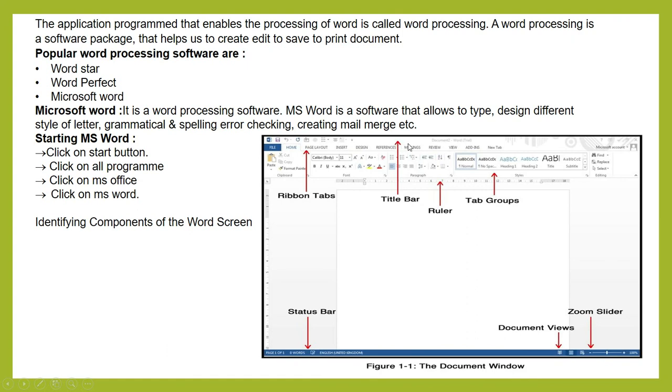The title bar displays names like Document 1 or Document 2. After saving, your file name is displayed here only, which is why this is called the title bar. Then next is the ribbon tab. Next is the ruler, and these are the tab groups, like the format group, font group, clipboard group or styles group. These are the different groups.